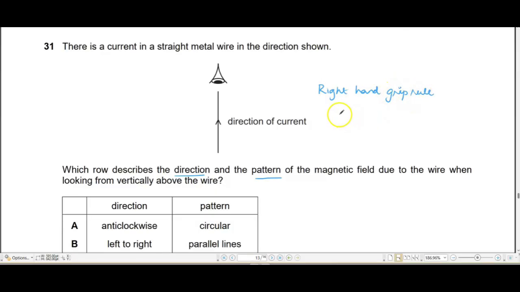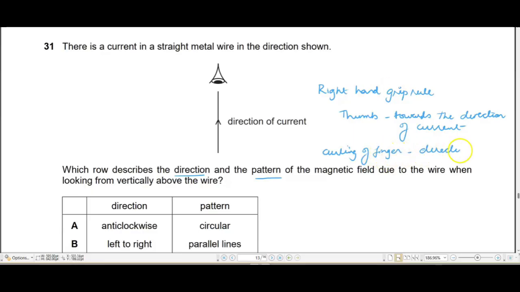So in right hand grip rule, our thumb points towards the direction of the current, and the curling of the fingers basically gives the direction of pattern of magnetic field.